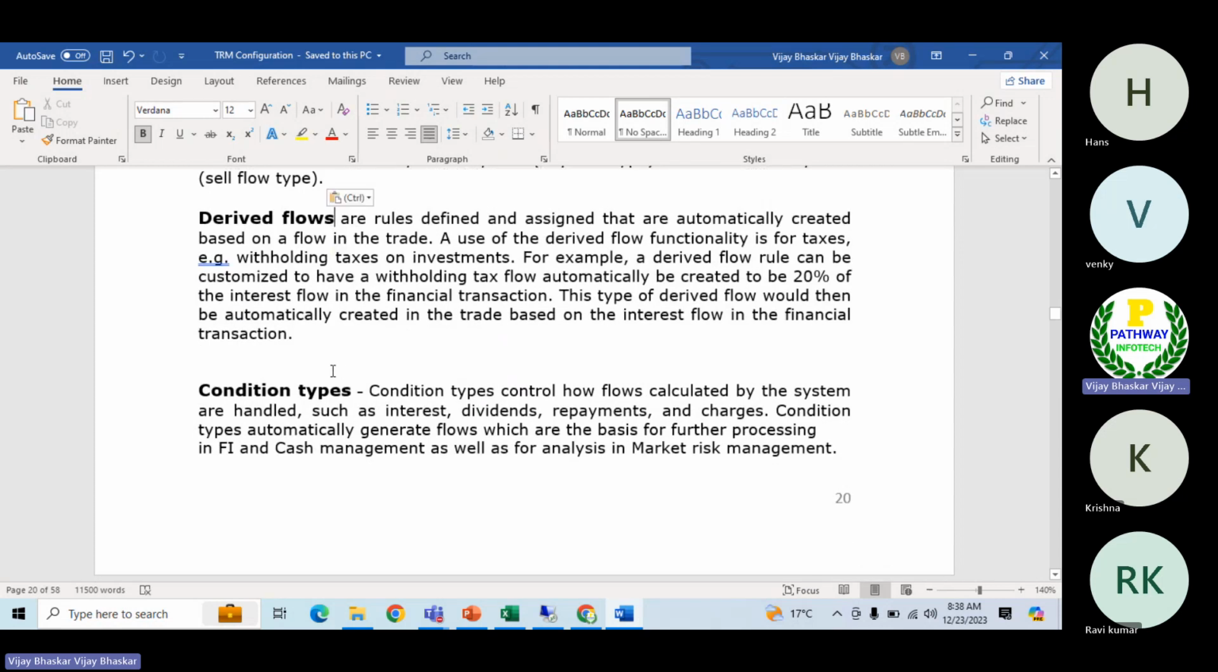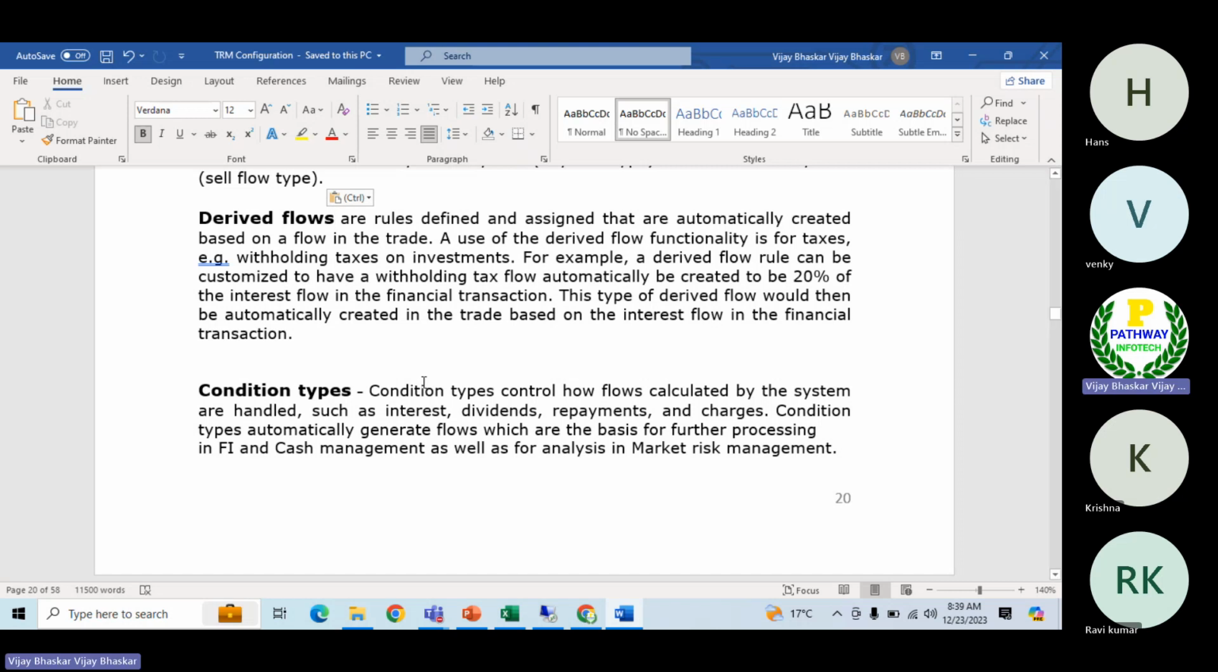Now coming to the condition types. Condition types control how the flow is calculated by the system. A simple example: we have done a fixed investment. Let's assume a fixed deposit. On that fixed deposit, the expected return would be interest on the investment, the appreciation.